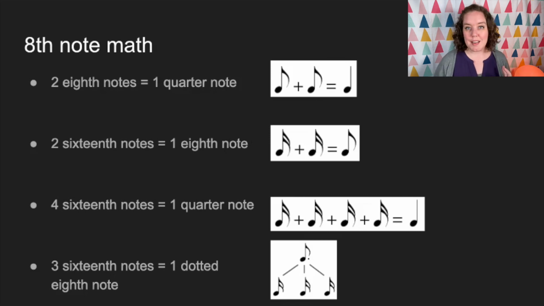So a little bit of eighth note math that we need to know before we get too far into counting. You need to know that 2 eighth notes is equal to 1 quarter note. You need to know that 2 16th notes is equal to 1 eighth note. You need to know that 4 16th notes is equal to 1 quarter note. And you need to know that 3 16th notes can fit into a dotted eighth note.